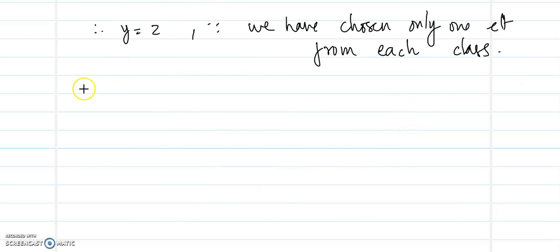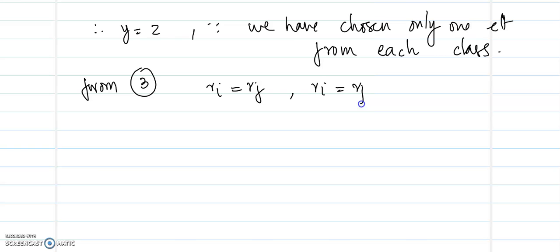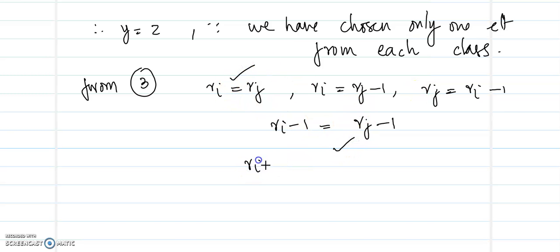So from 3, since y is equal to z, either ri equal to rj, and you can have ri equal to rj minus 1, and rj equal to ri minus 1, and ri minus 1 equal to rj minus 1. ഇനി ഈ രണ്ട് കേസിന് നമുക്ക് ri equal to rj കിട്ടും. Now in these cases, ഈ കേസിൽ നമുക്ക് rj എന്ന് പറയുന്നത് ri plus 1 എന്ന് എഴുതാം, and ഇവിടെ നമുക്ക് ri equal to rj plus 1.